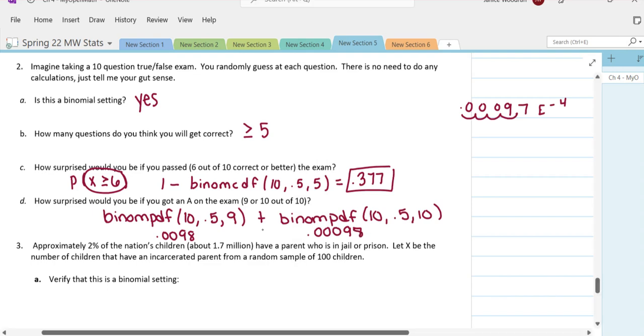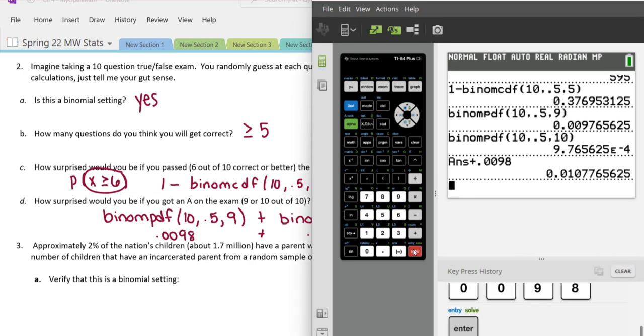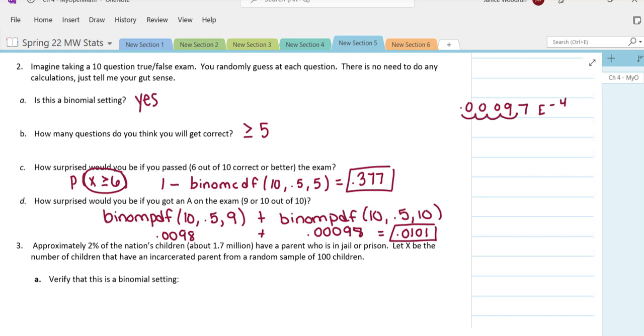Okay, so if I add these together, 0.0101. So that's the actual probability. So about a 1% chance of getting 100%. I'm going to make your next Blackboard assignment something along these lines.